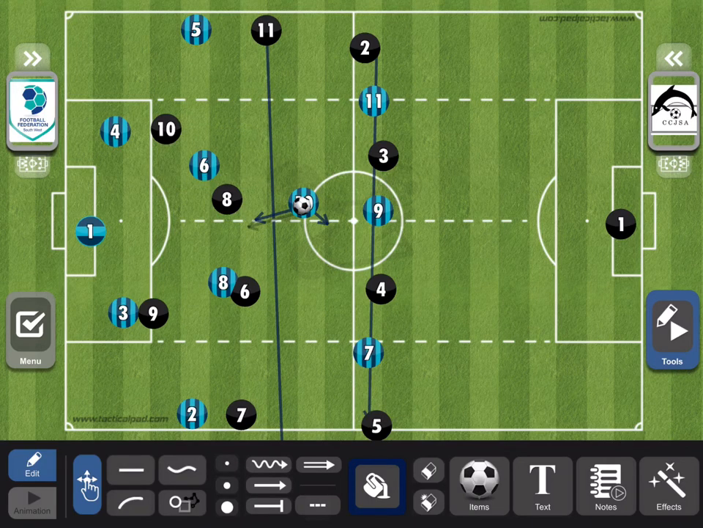Alright, so that's just a quick explanation on the 4-3-3 formation. We'll look at more strengths and weaknesses of it, and we'll also talk about other formations as well.